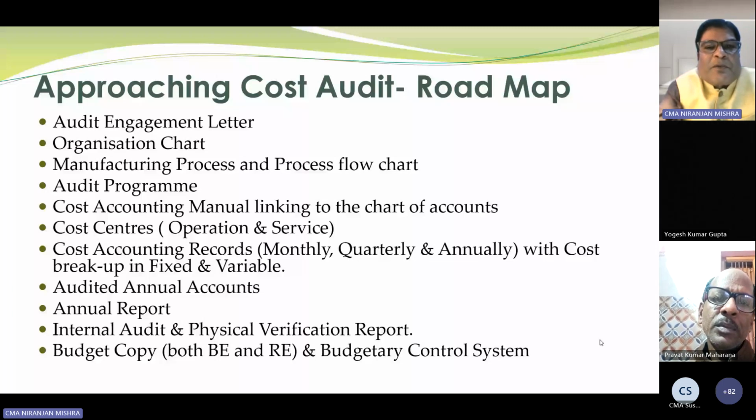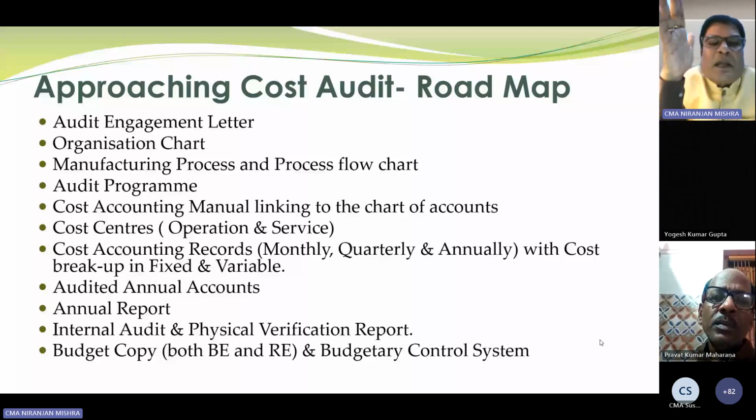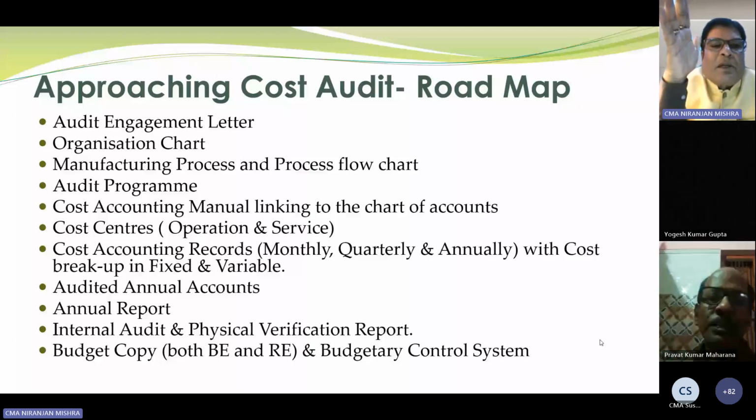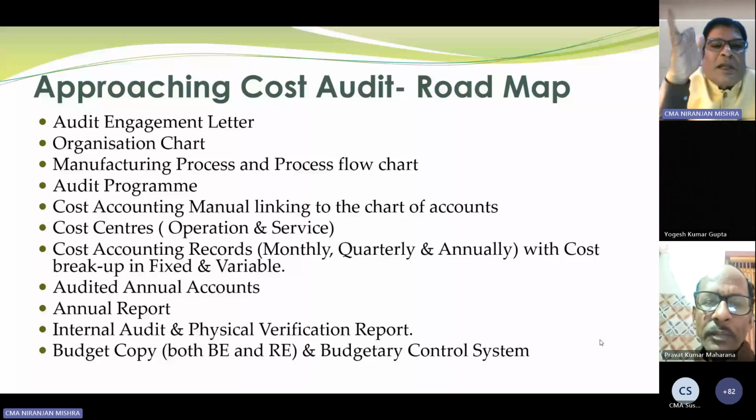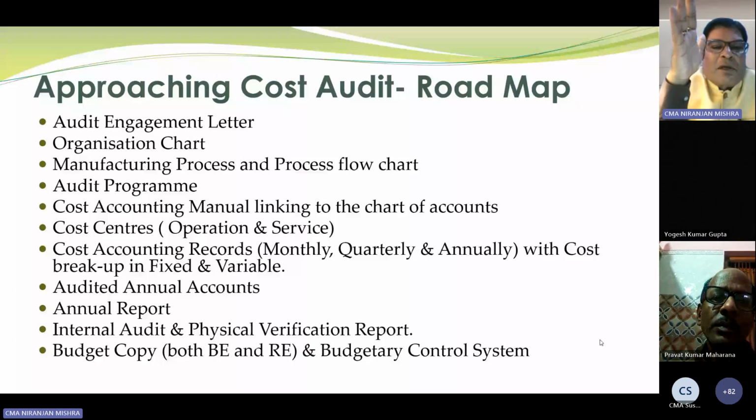In the process flow chart we can find out the cost centers where the activity is going on, what costs are involved in that process, what the key points are, and what cost reduction measures you can take up. So we have to be very well versed and conversant with the manufacturing process and the process flow chart. Then we have to prepare the audit program.